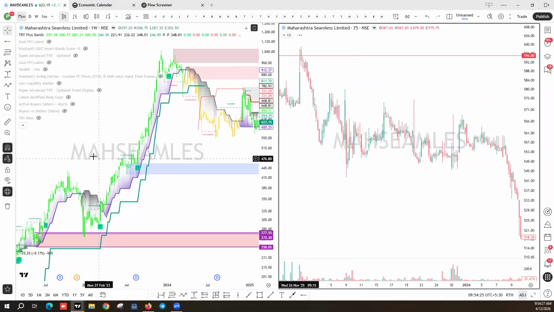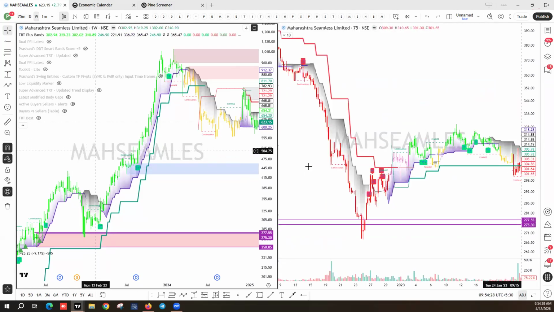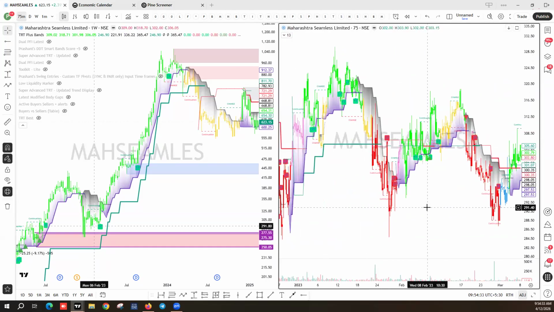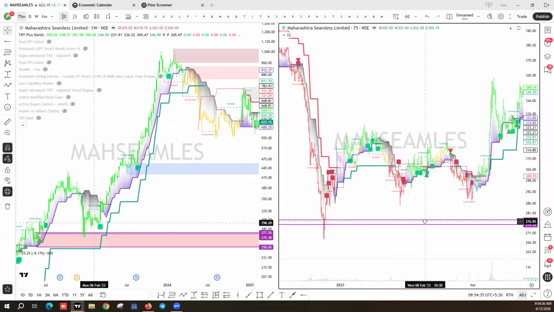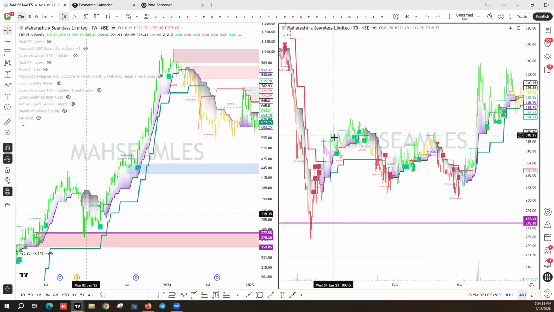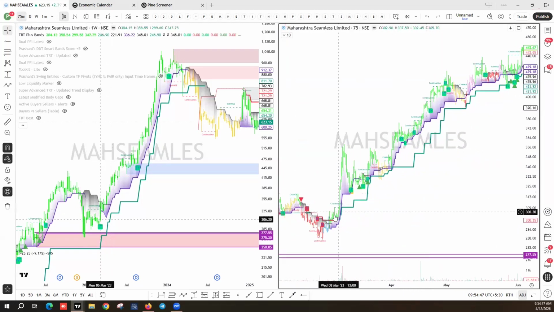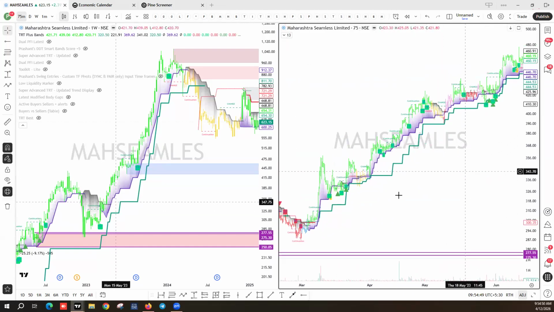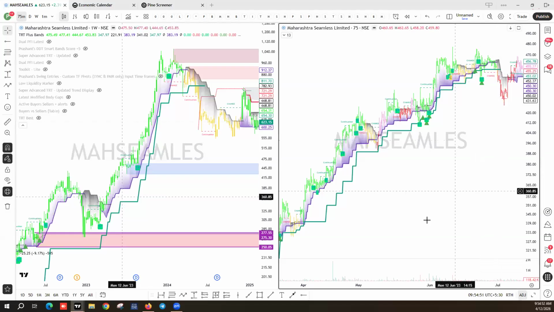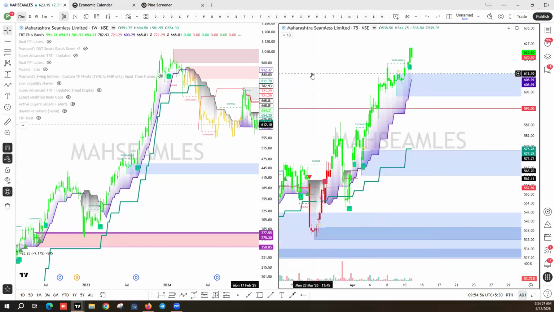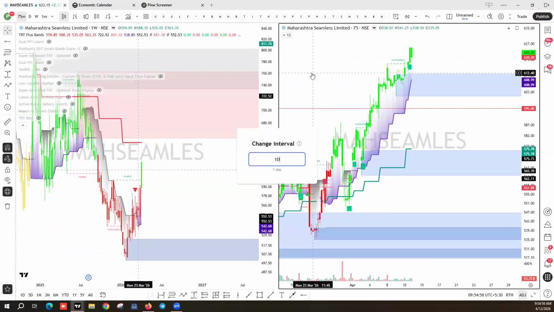If you check 75-minute time frame, it gave one opportunity here which failed, second opportunity which failed, third opportunity it would have given massive rewards. See, it kept on moving higher and higher up to this. So if you do multi-time frame analysis, then this can be done in this manner.